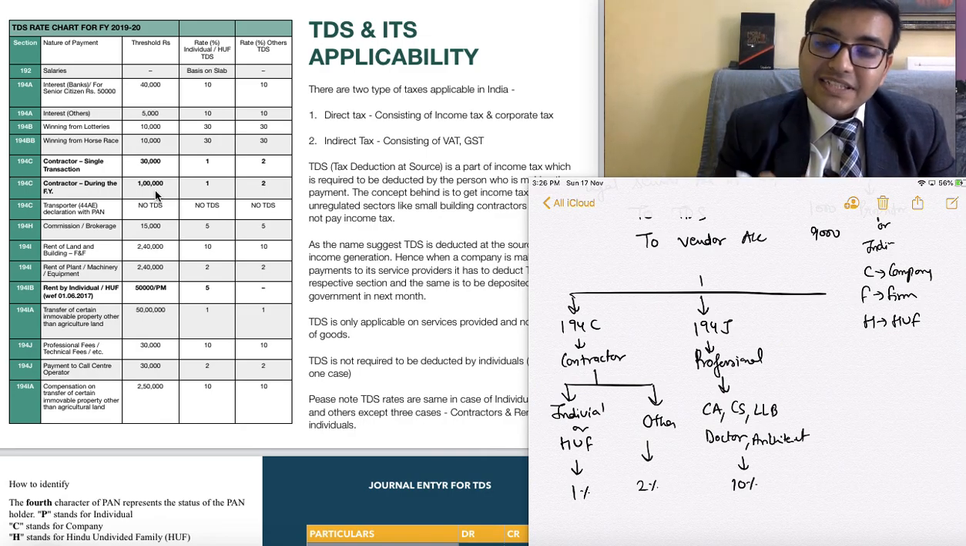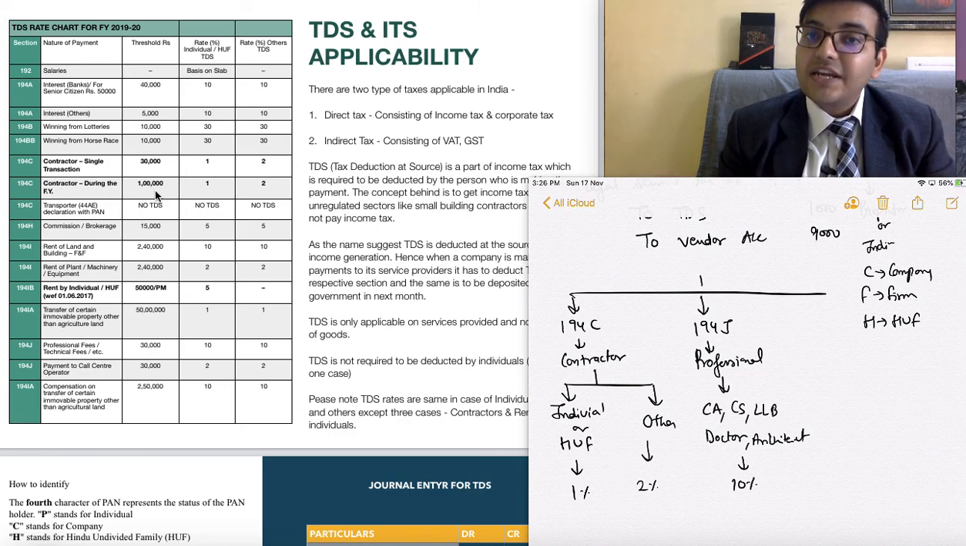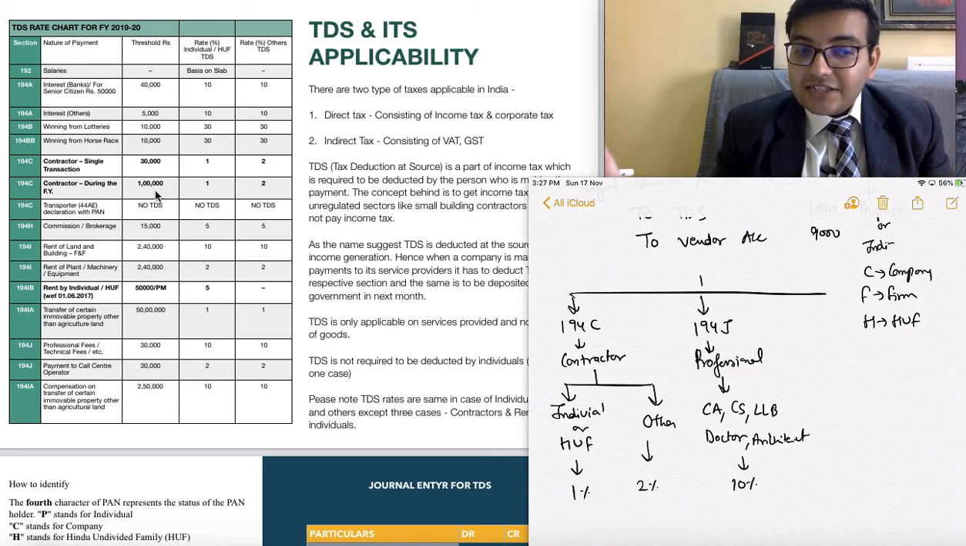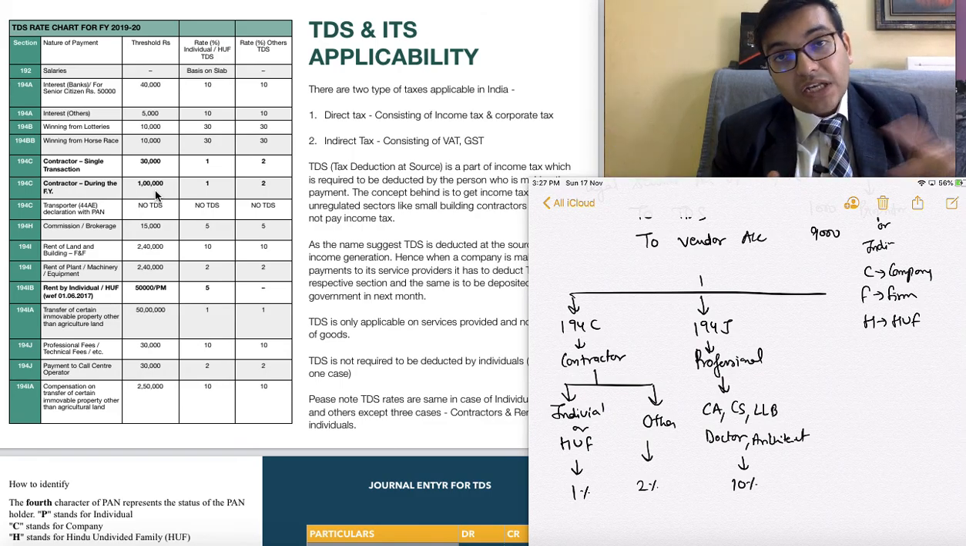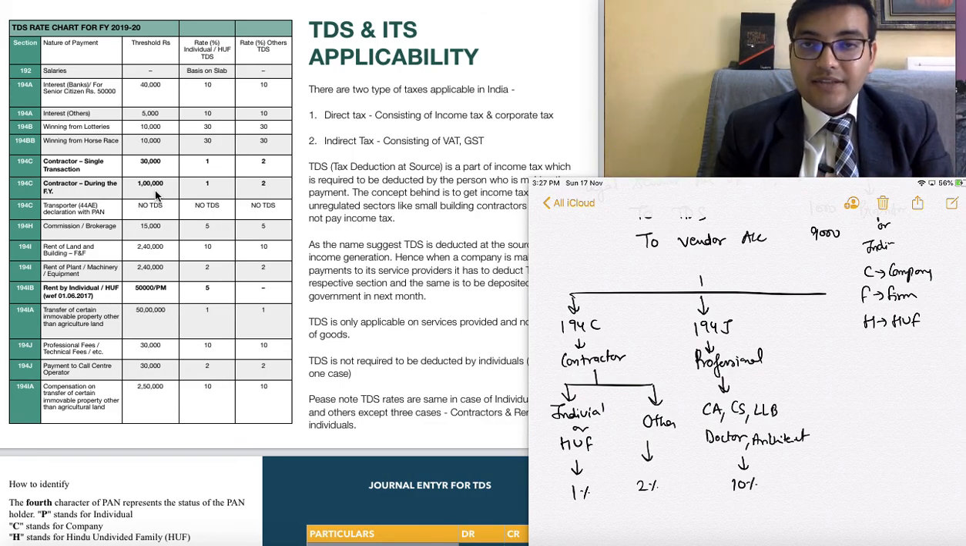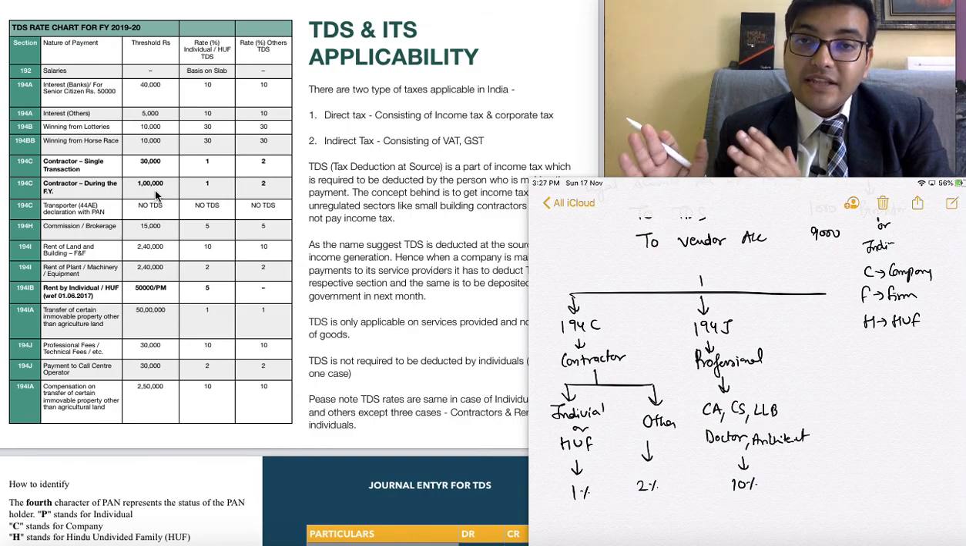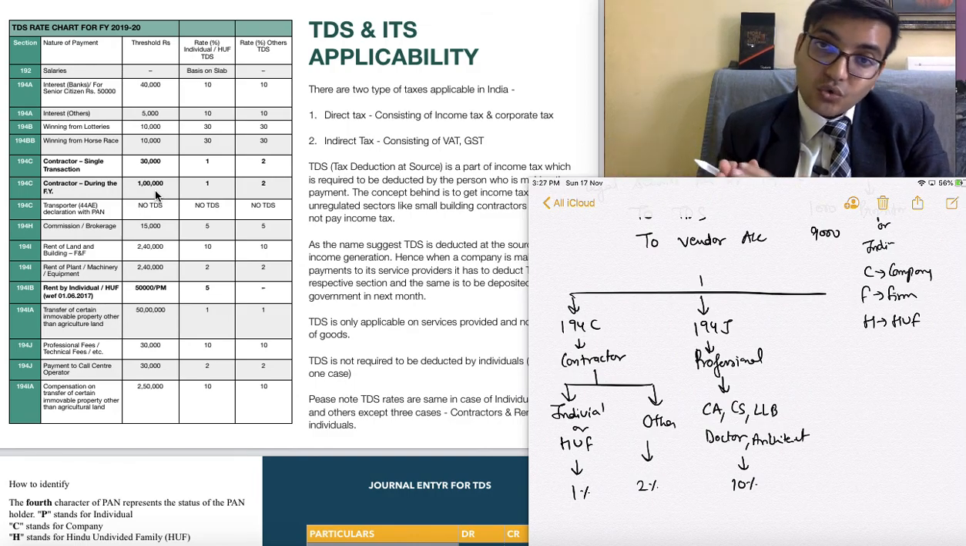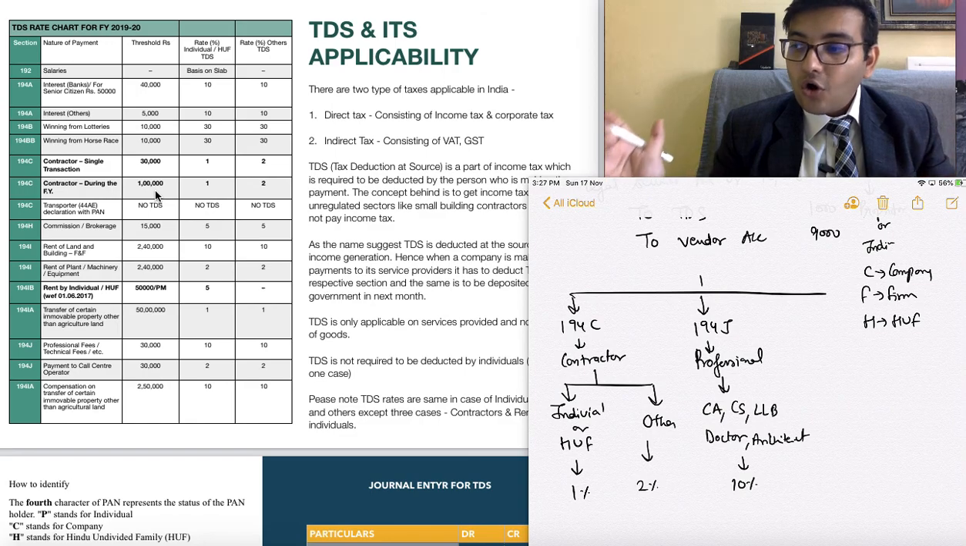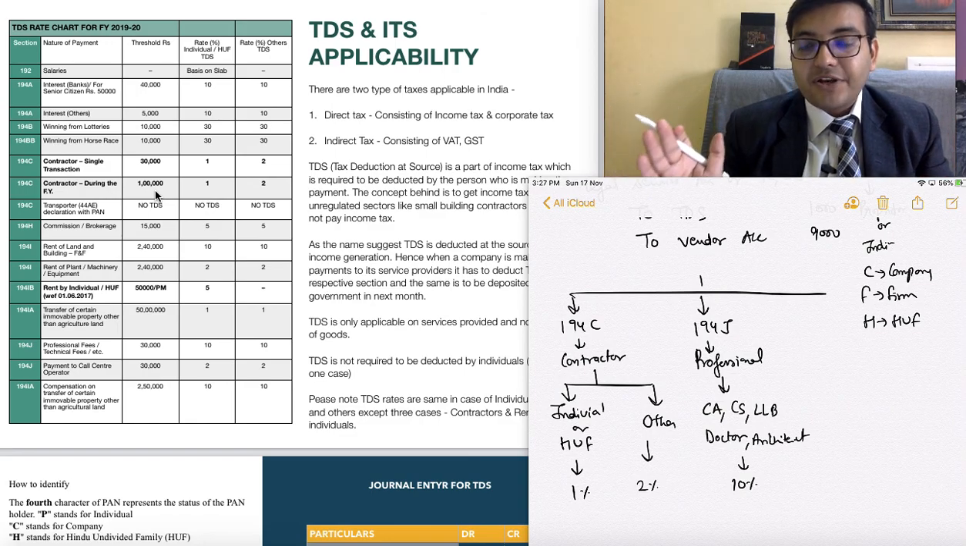But if in the same financial year you award them another contract of say 40,000 and the total amount exceeds 1 lakh, that is 1,20,000. In that case you have to deduct TDS on the total amount altogether. In the last invoice of 40,000 rupees of contract, you have to deduct the total TDS because all the contracts were awarded in the same financial year. This is how the concept goes.